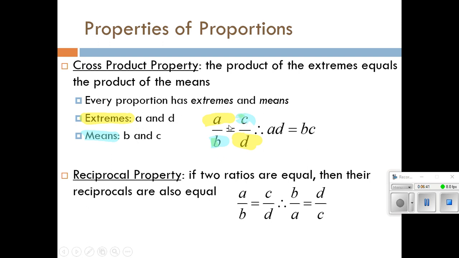So every proportion has extremes and means. When the product of extremes equals the product of means, that is called a proportion. So we have to remember: a and d are extremes, b and c are means. Reciprocal property: if two ratios are equal, then their reciprocals are also equal. So you have a to b equals c to d, and if you flip both, they also equal each other. So this is called the reciprocal property.